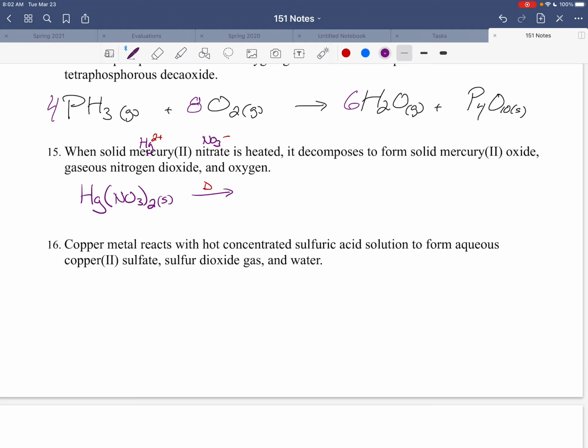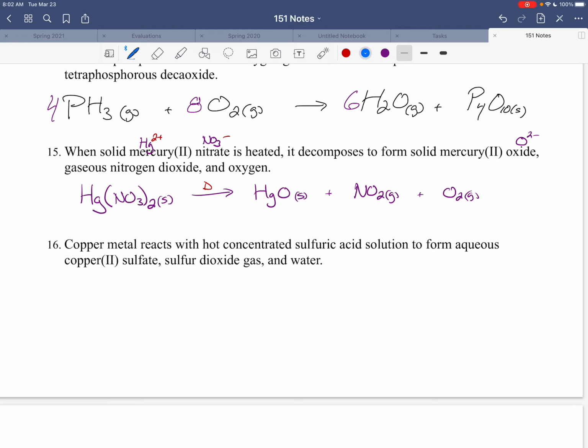It decomposes to form solid mercury(II) oxide. Well, we know oxide's O2−, so that would be HgO solid, and nitrogen dioxide, NO2 gas, and oxygen, which is O2 gas. Are we balanced? Well, let's look. Mercury is good. Now, nitrate does not exist on both sides. Now, the nitrate breaks down.